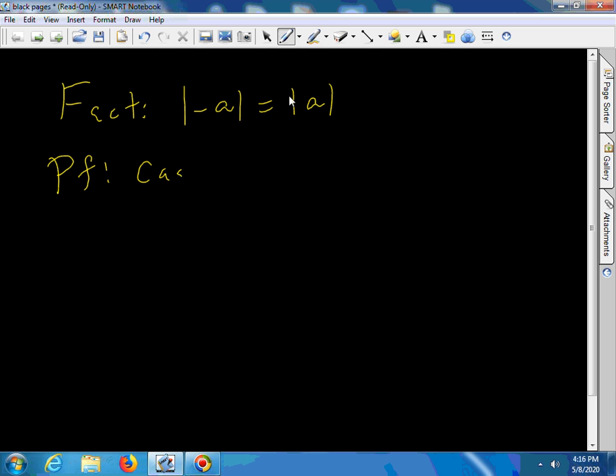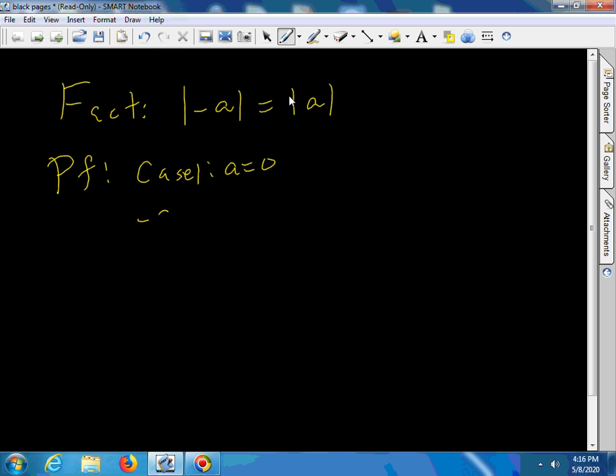We're gonna prove the following fact for absolute values. The absolute value of negative a is equal to the absolute value of a. And we're gonna do this in some cases, in 3 cases. Case 1, the easiest one.